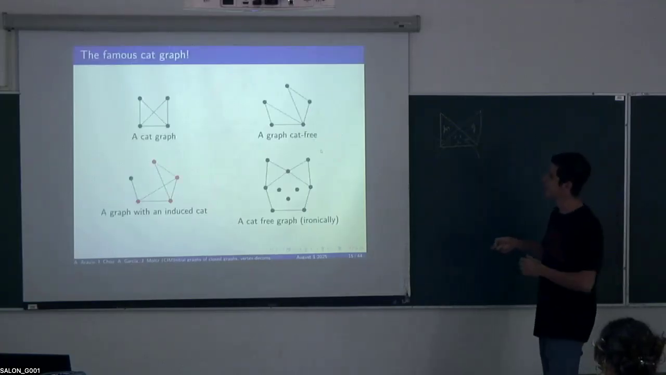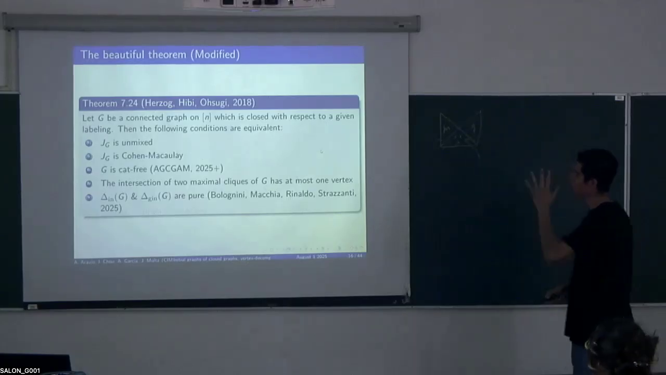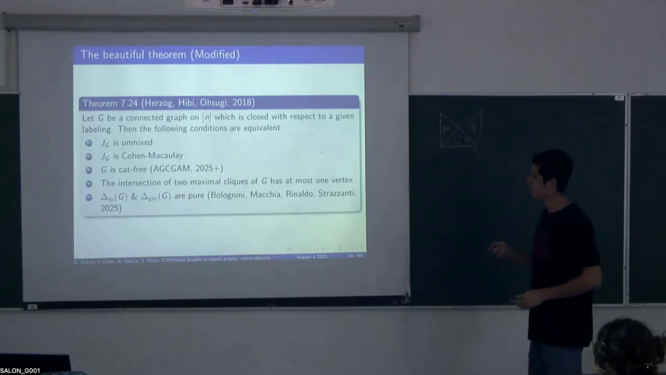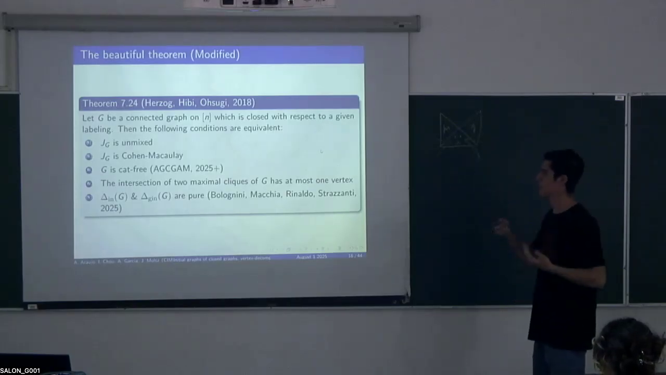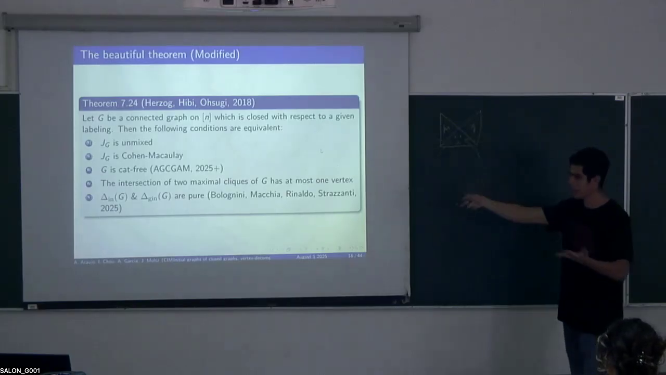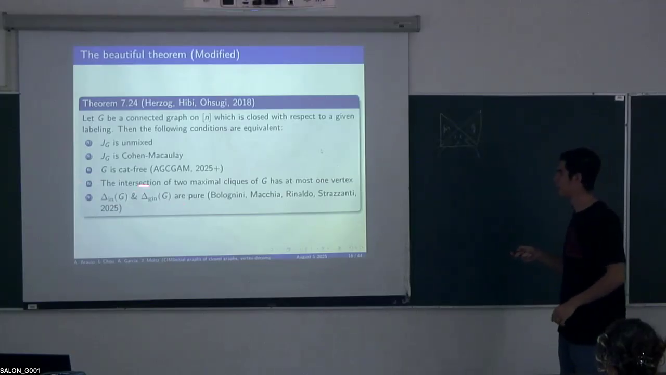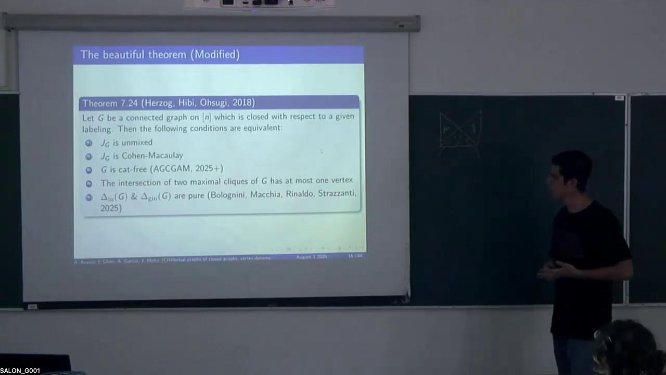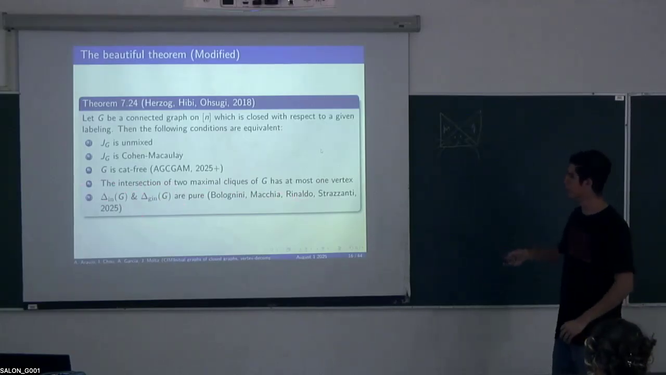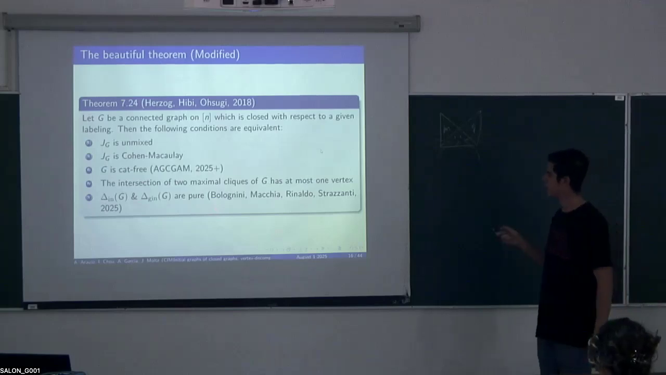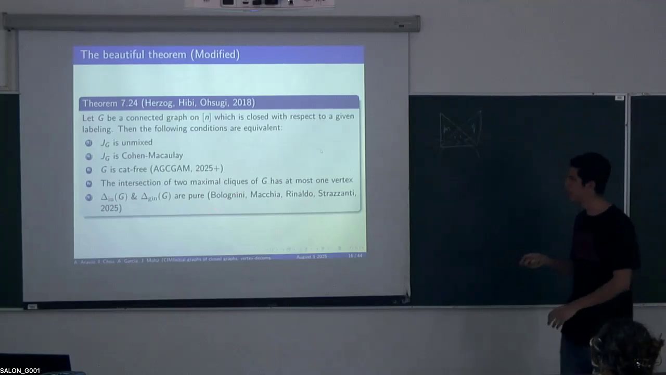And we have this beautiful theorem by Herzog, Hibi, and Ohsugi. And this tells us that J_G being Cohen-Macaulay is equivalent to G being cat-free as well. And a very important thing: if G is cat-free, the intersection of two maximal cliques of G happens in at most one vertex. And also delta in of delta G will be pure. This was also shown by Ene, Herzog, Hibi and others.